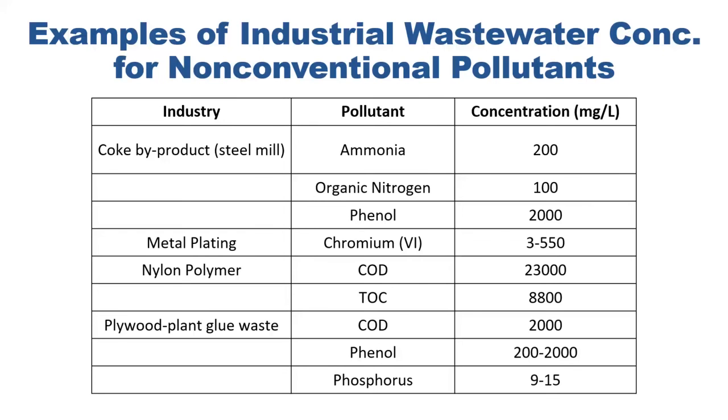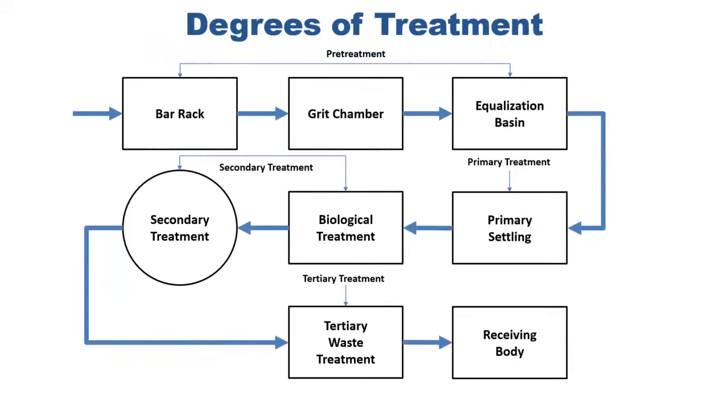For the plywood plant industry, specific for glue waste, the pollutants are COD, phenol, and phosphorus. For COD, we have a concentration of 2,000 milligrams per liter. For phenol, we have 200 to 2,000 milligrams per liter. And for phosphorus, we have 9 to 15 milligrams per liter.